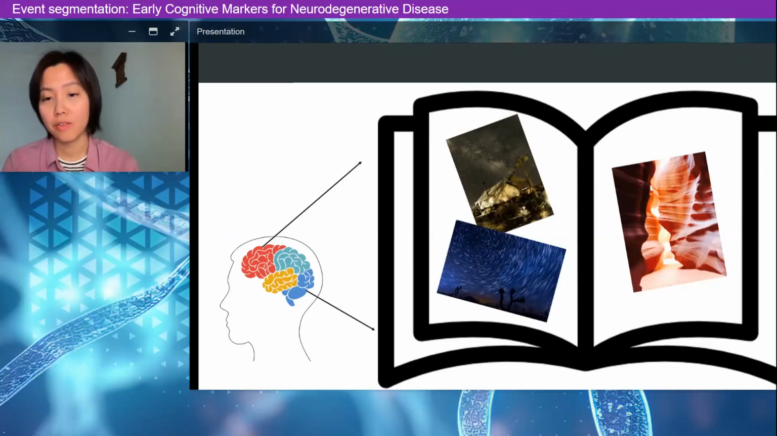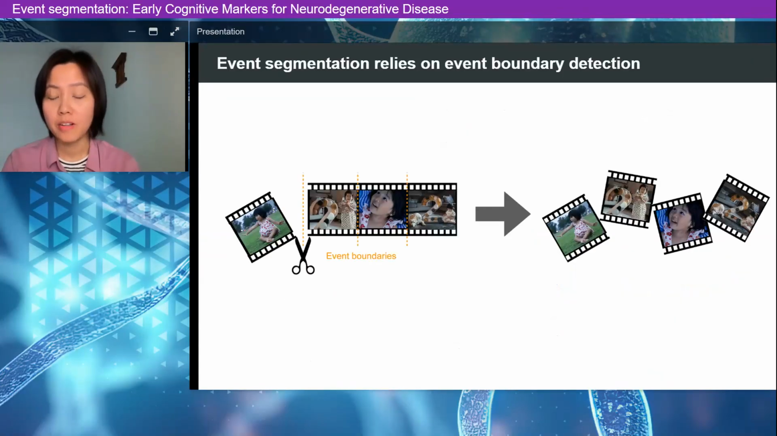This process of event segmentation has previously been shown to rely on event boundary detection. An event boundary is a very critical indicator for the process of event segmentation. It helps us identify the transition between different events with different contexts, and helps us organize our memorable moments, or the events, in a structured way that facilitates later memory recall.